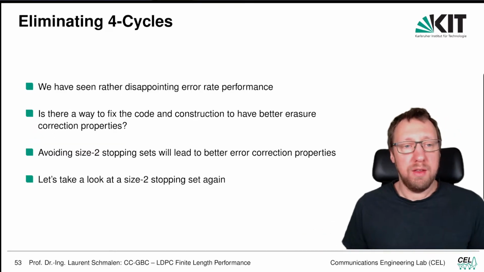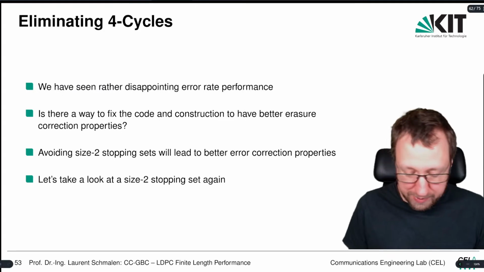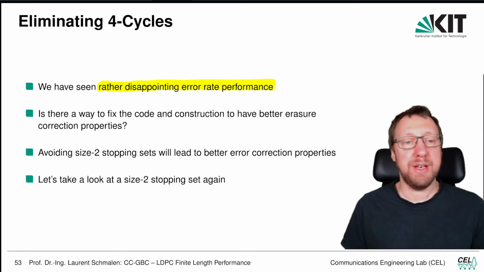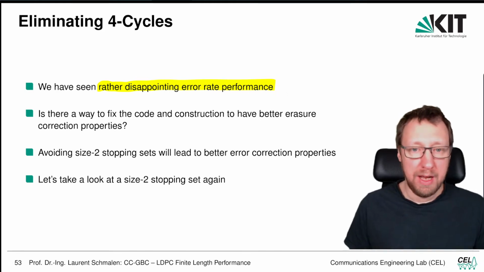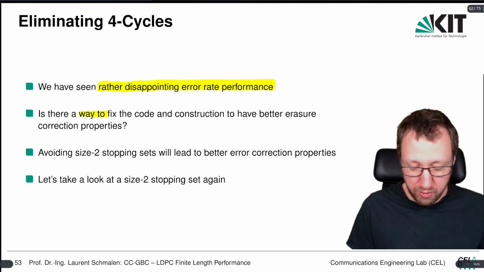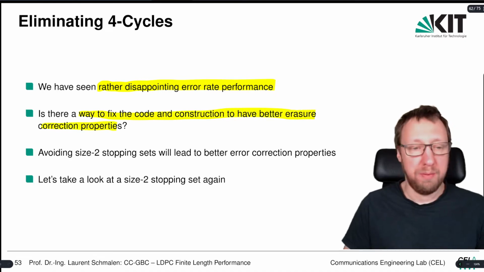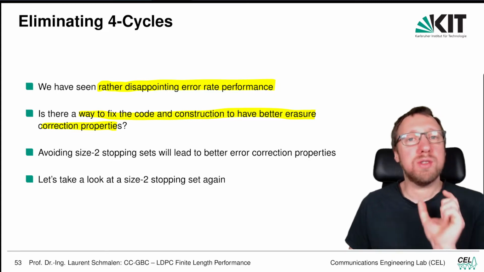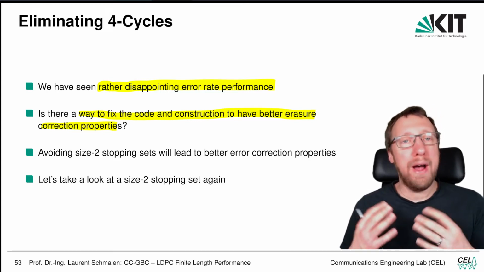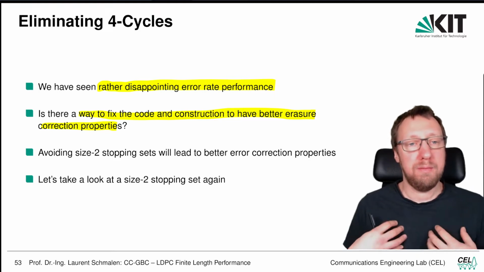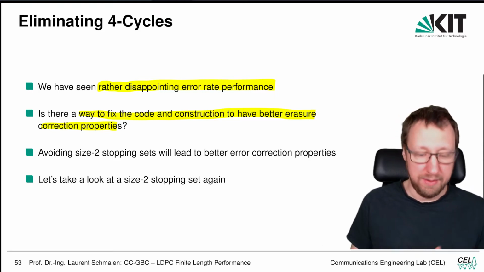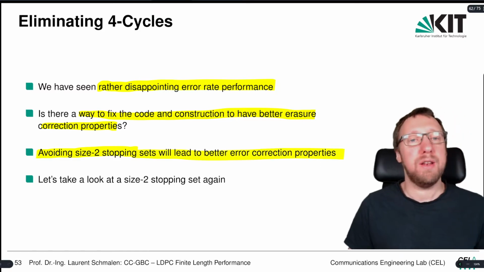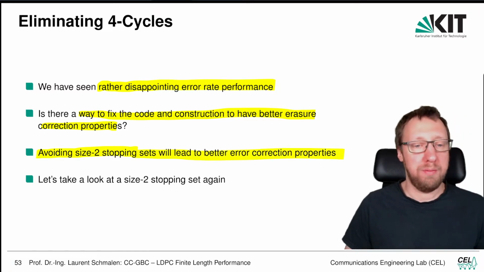So to summarize, the error rate performance that we have seen was rather disappointing. Now we ask ourselves the question, is there a way to fix the code and the construction to have better correction properties? So the idea is, if size 2 stopping sets are so harmful, why don't we do everything in our possibilities to avoid those? So we want to avoid size 2 stopping sets, as that will lead to better error correction properties.